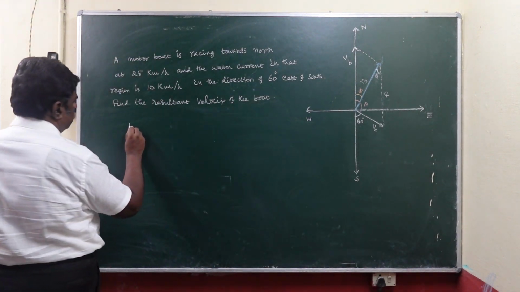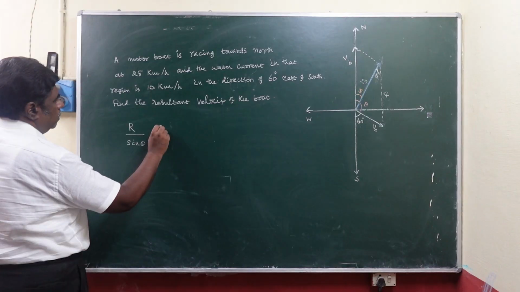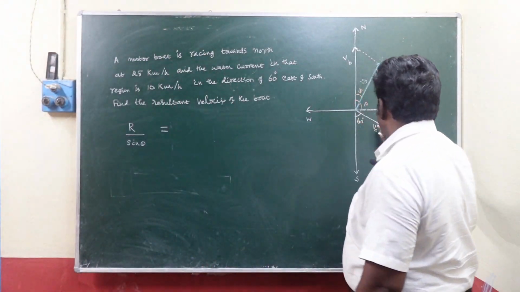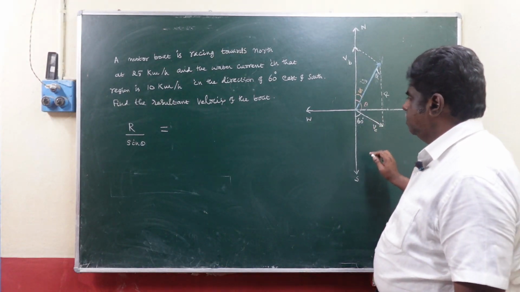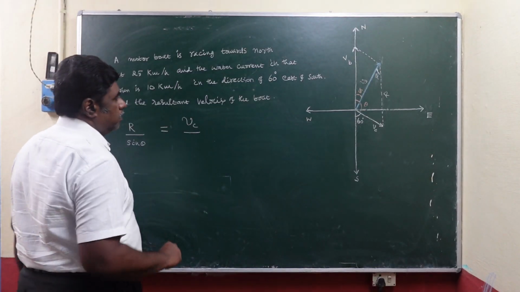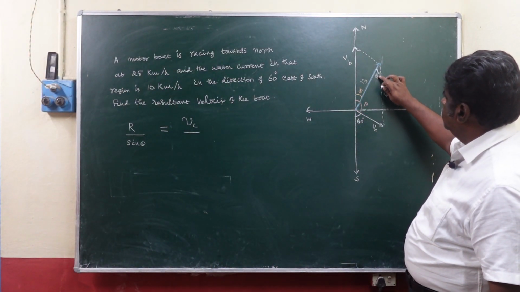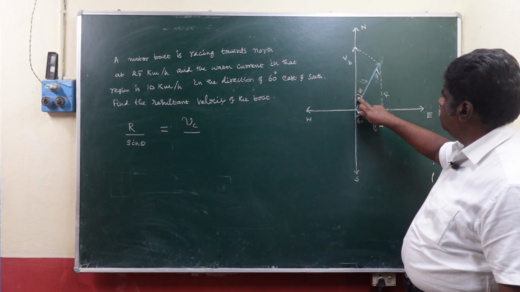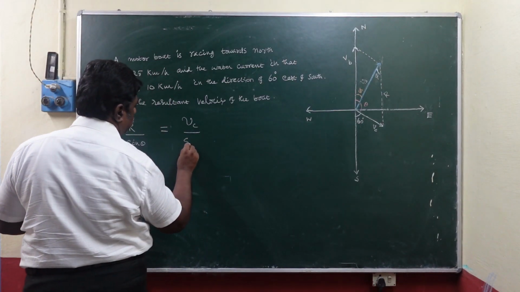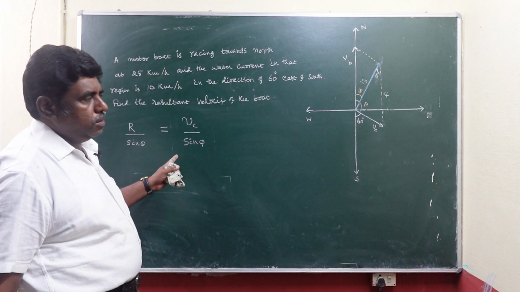R divided by sine theta, which is equal to, consider this side, the side is VC, VC divided by sine of the angle opposite to this side VC. This is phi. If this is phi, this is also phi. VC divided by sine phi. We have applied sine rule.